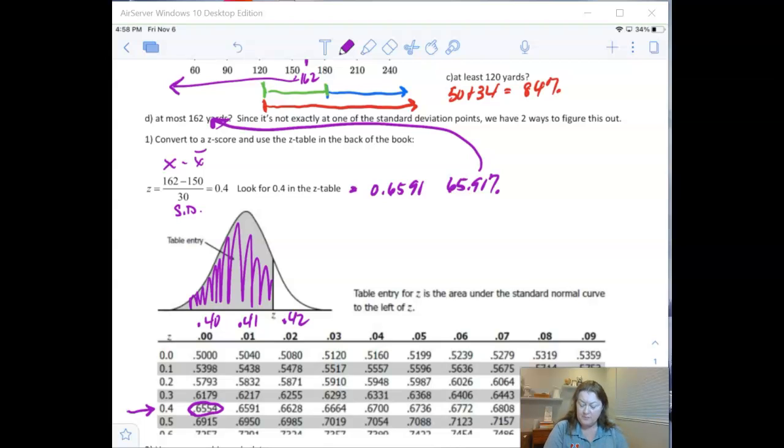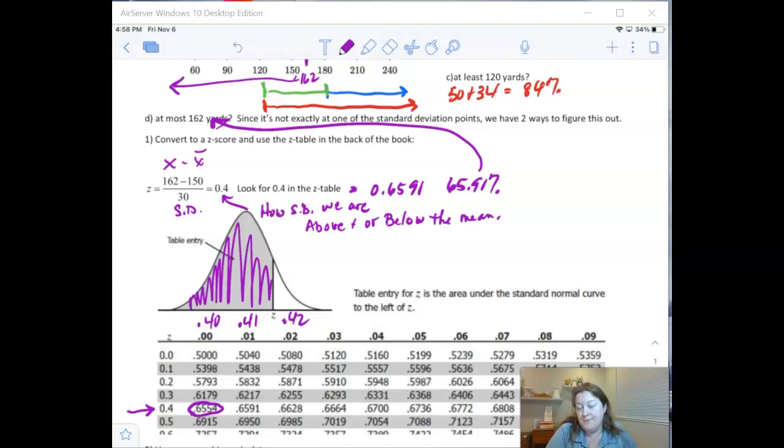All right, so do you remember what the 0.4 was as a z-score? It just tells us how many standard deviations our value is above or below the mean. Above if it's positive, or below if it's negative, the mean of the distribution.